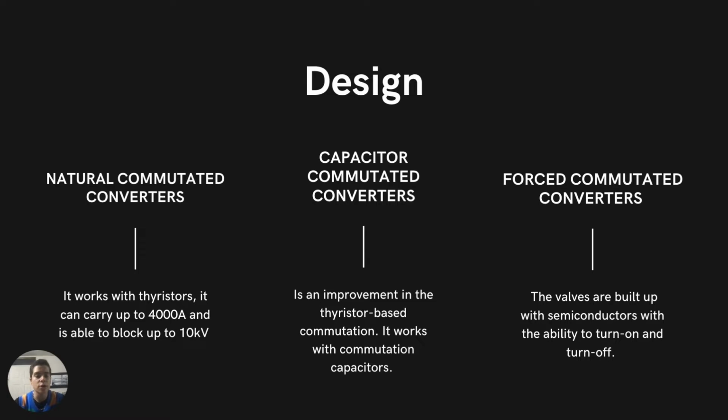We have the natural commutated converters, the capacitor commutated converters, and the forced commutated converters. We're going to start with the natural commutated converters. These are actually the most used in the high voltage direct current systems that we see today, and the thyristor is the main component that enables this conversion. This component can carry very high currents, up to 4,000 amperes, and it is able to block very high voltages as well, up to 10 kilovolts.